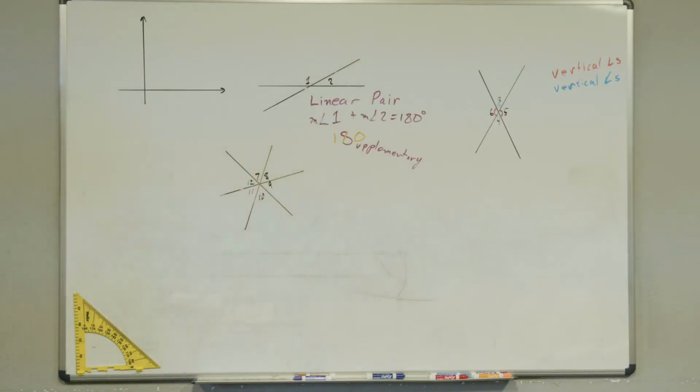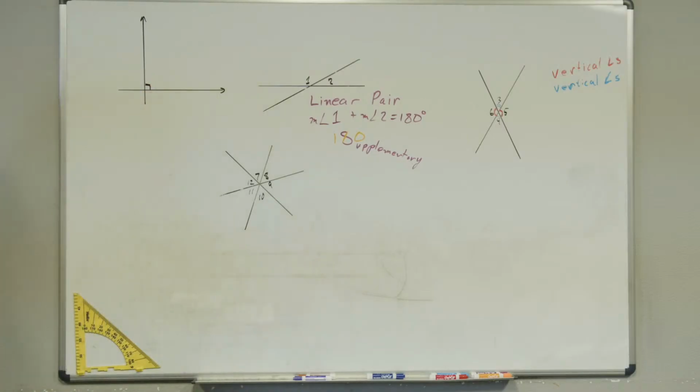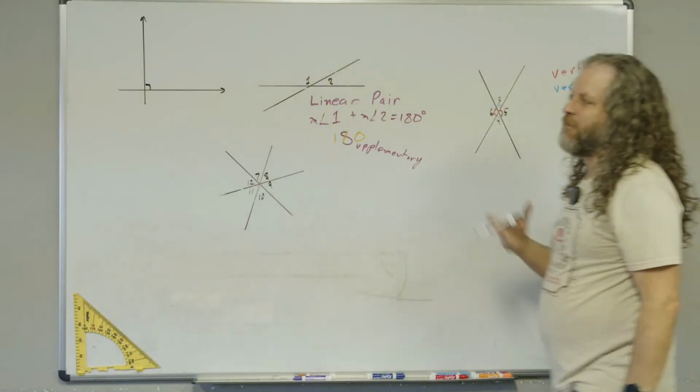Is that a 90-degree angle? No, it's not. How do I know it's not? Because it doesn't say it is. If it doesn't say it, it's not it, unless it says it is. Now it's a 90-degree angle because I said so. If it's not labeled, if we don't do some math or prove it, we don't know it. But now it's a 90-degree angle.